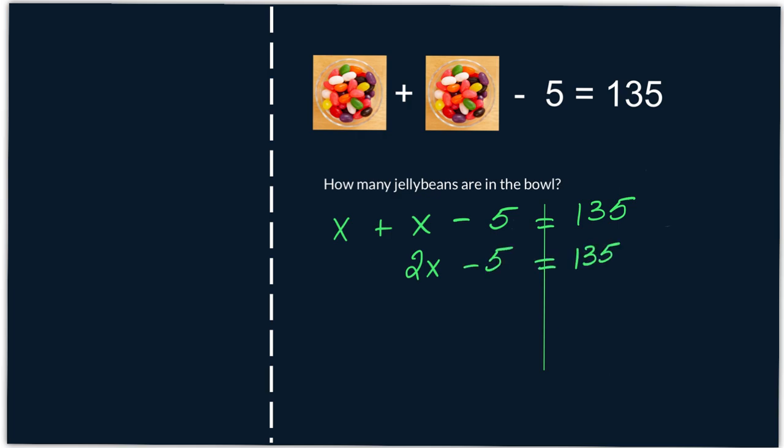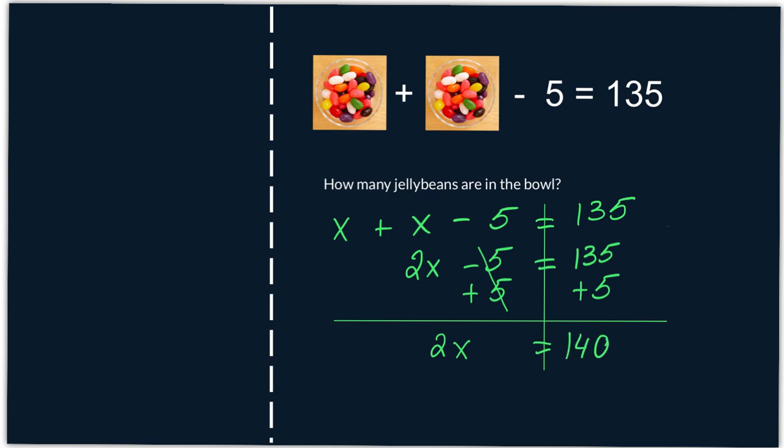So now that we subtracted 5, maybe we have given it away or eaten it, I don't know, let's do the inverse of subtraction, which is addition. So we're going to add 5 to both sides. Again, we're doing this to both sides because we want to make sure that the equal sign stays true. So here we have 2x, and then 5 minus 5 equals 0, equals 135 plus 5 equals 140.